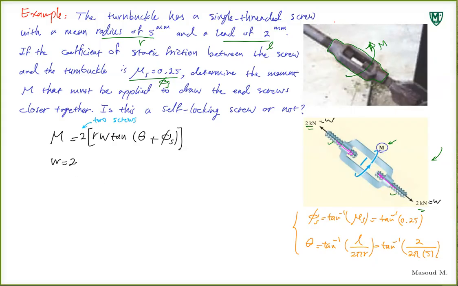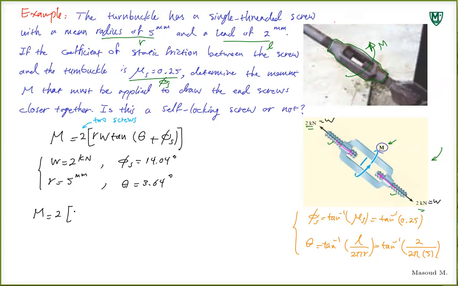W is 2 kilonewton, R is 5 millimeters, phi s, I'll give you the value, and theta. So phi s, if you do this calculation, you're going to get 14.04 degrees, and theta, you're going to get 3.64 degrees, right? Lead angle. Knowing these, we can actually find M.